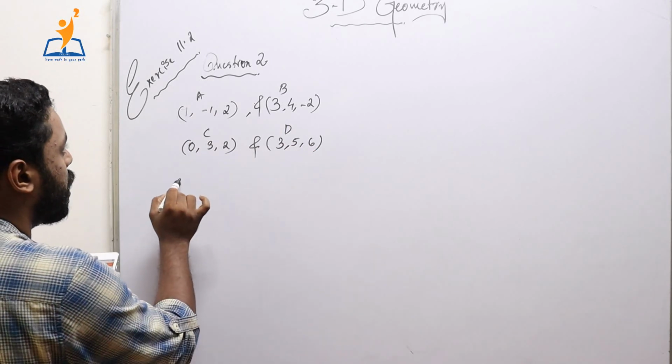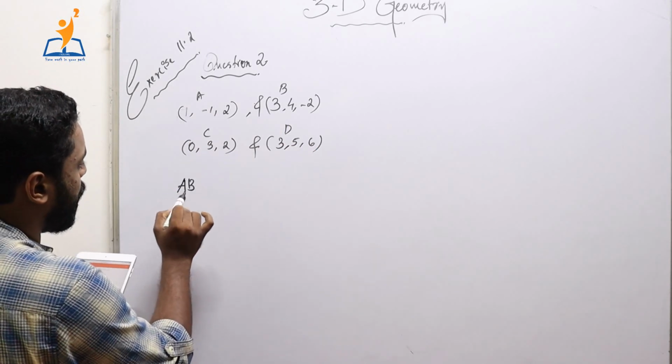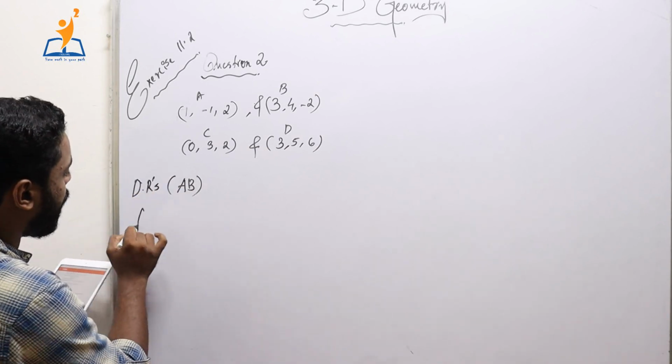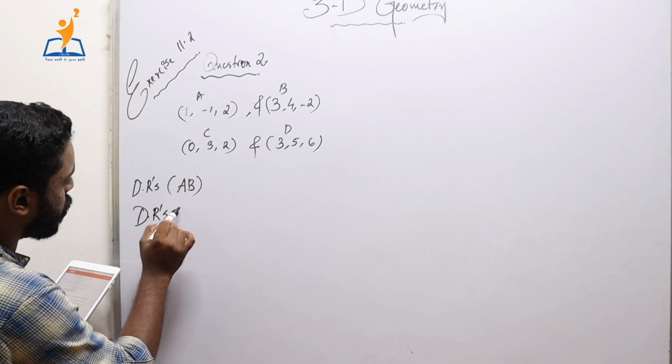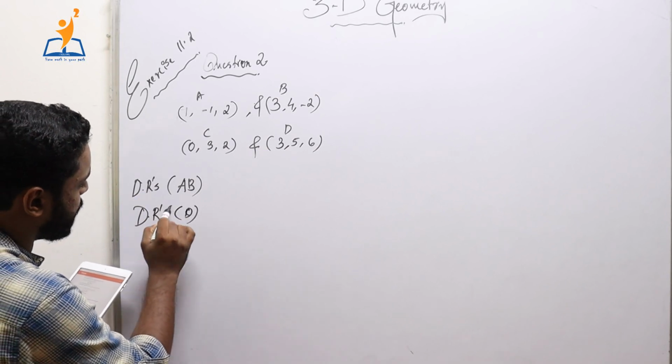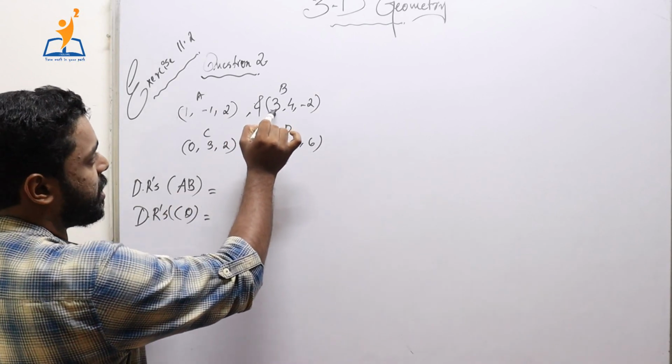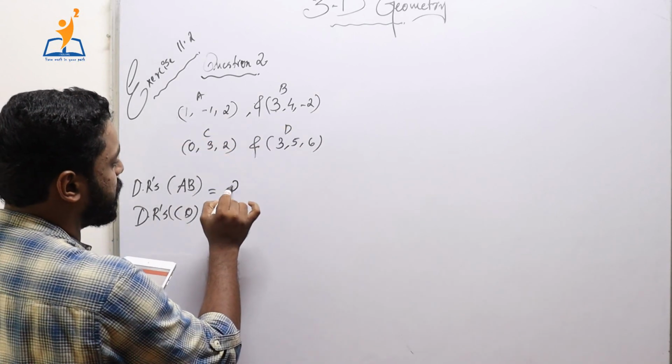First of all, we shall find the direction ratios of the line AB and the direction ratios of the line CD, just like this. The direction ratios of AB can be obtained by the first component, which is 3 minus 1, which is 2.